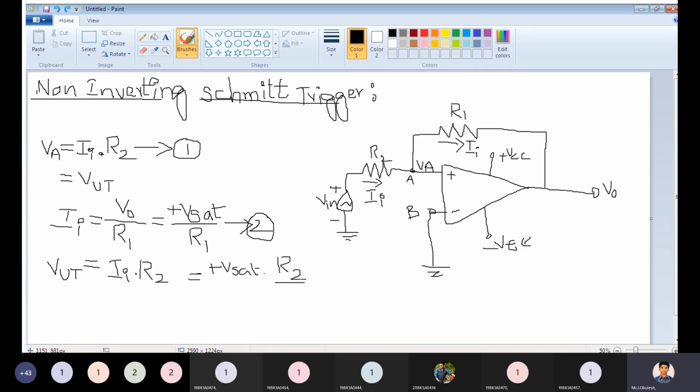R2 by R1. Yes or no? So this is the upper threshold voltage: V_UT is equal to plus V saturation into R2 by R1.